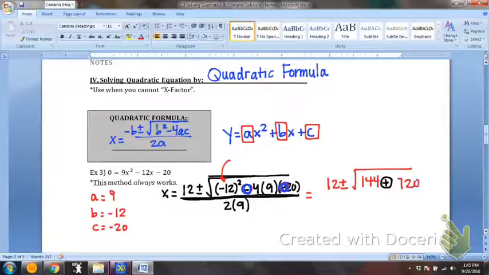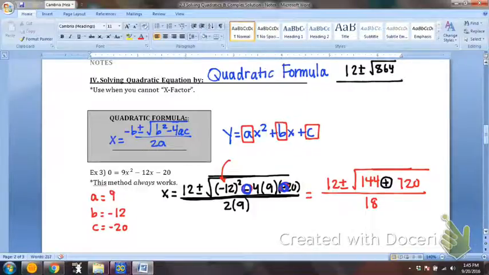720. The whole problem is divided by 18. The entire problem is divided by 18. We don't do division until the very, very end. What is 144 plus 720? 864. Okay. So I have 12 plus or minus the square root of 864, all divided by 18.